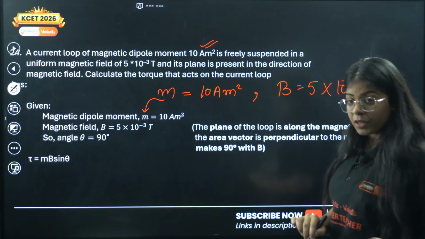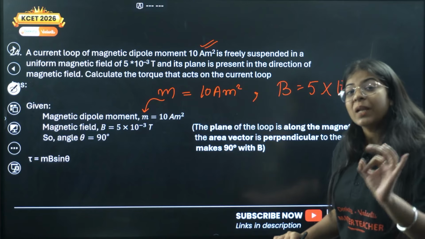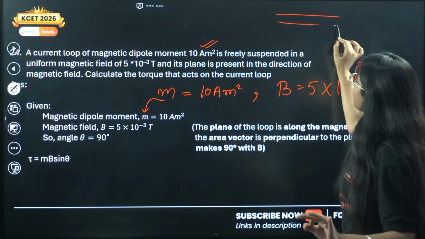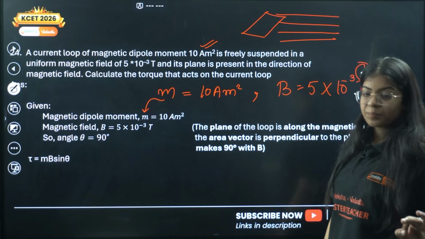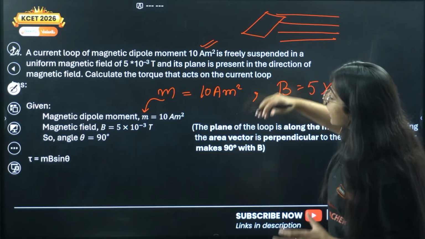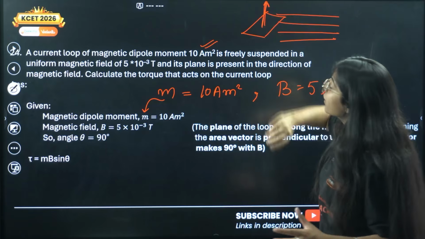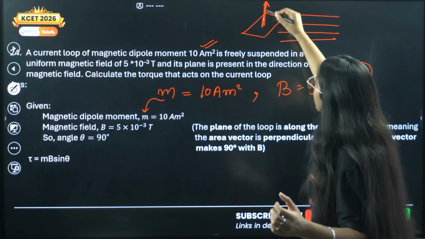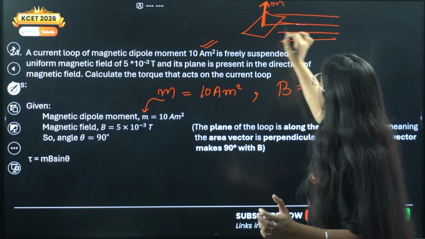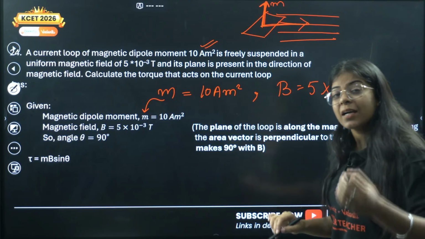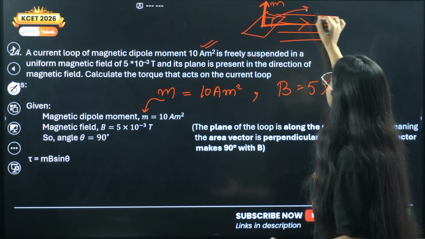This is a 2-marker question. Now, and its plane is present in the direction of magnetic field. See, if this is my magnetic field, so this plane is also present in the direction of this magnetic field. Right? Then what will happen? The area vector will be perpendicular. The magnetic dipole moment will be perpendicular to this plane. Correct? And this will be M, and this is my B. Correct? So the angle between magnetic dipole moment and my magnetic field is what? It is 90 degrees. Correct?